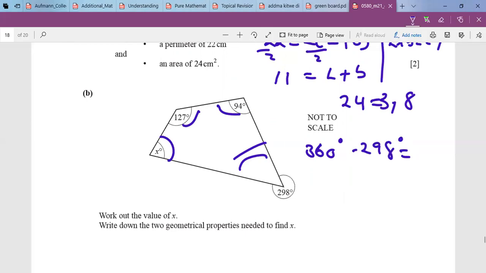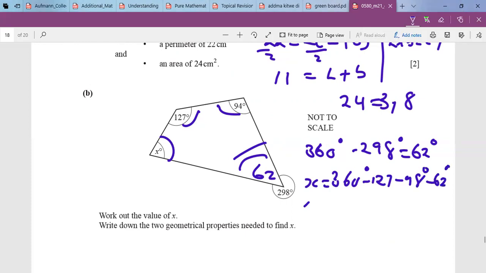And we are going to get 62 degrees here. So to find x, x will be equal to 360 degrees minus all those angles: minus 127, minus 98, minus 62.